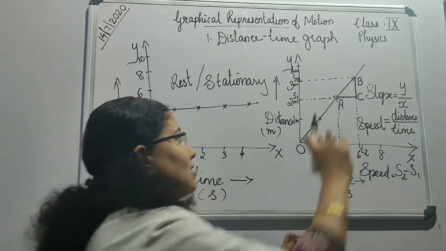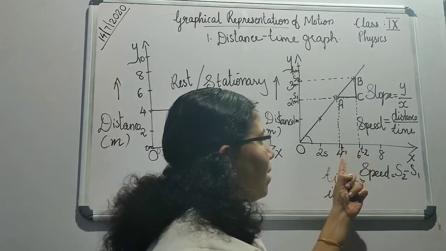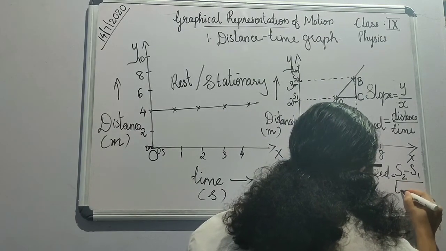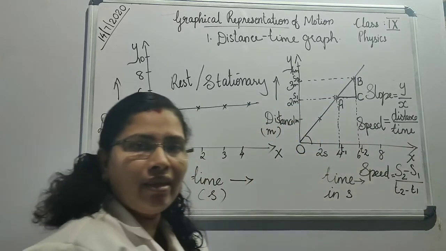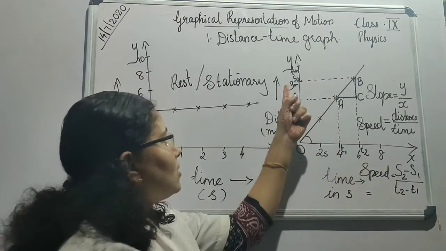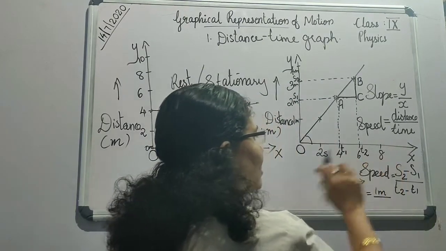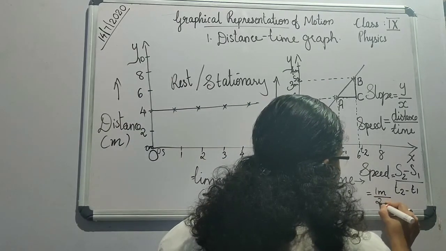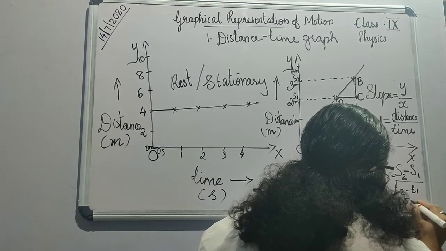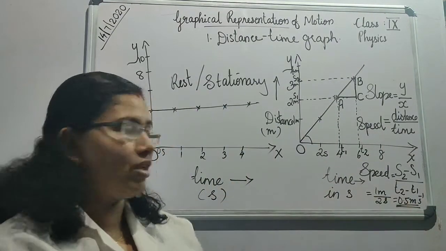Y by x. Y-axis is this BC. Then this is AC. AC, how we will be getting? T2 minus T1. That means the time duration. So, S2 minus S1 divided by T2 minus T1. Okay, if I take here, I will be getting S2 minus S1, that is 3 meter minus 2 meter, that is 1 meter divided by T2 minus T1, that is 2 seconds. Okay, 1 by 2, or we can say that 0.5 meter per second, or ms raised to minus 1. That is the speed of the object in this case.